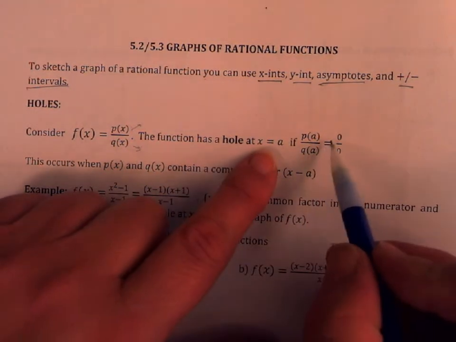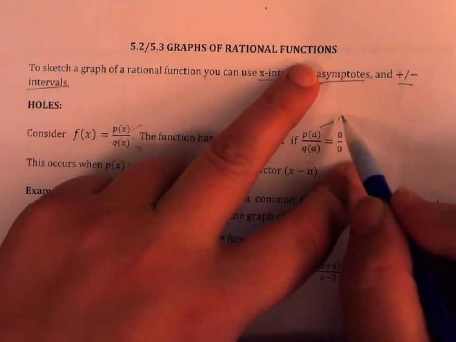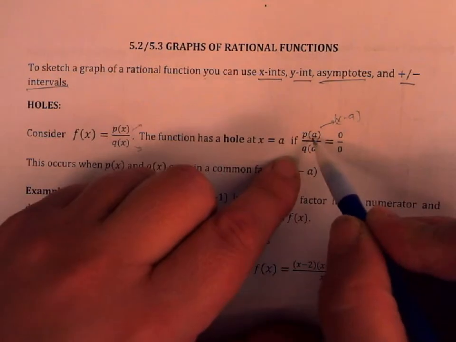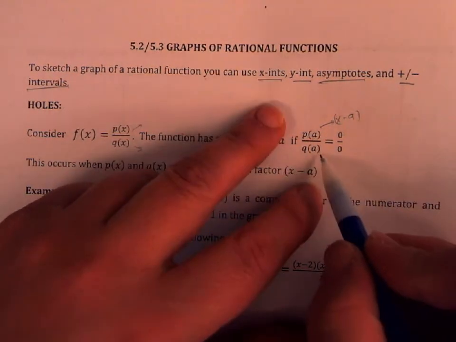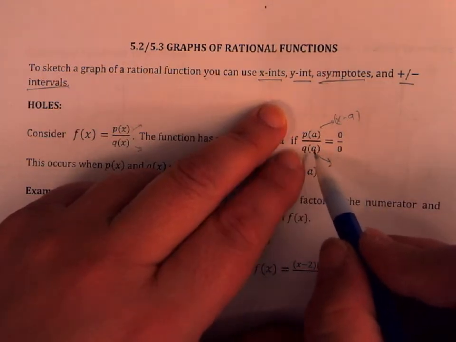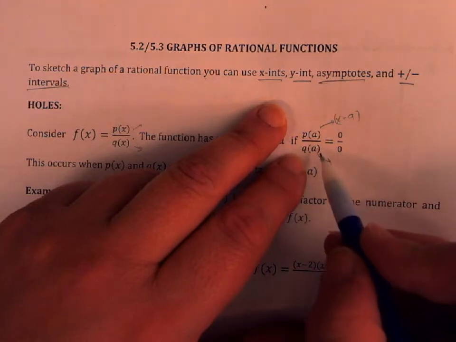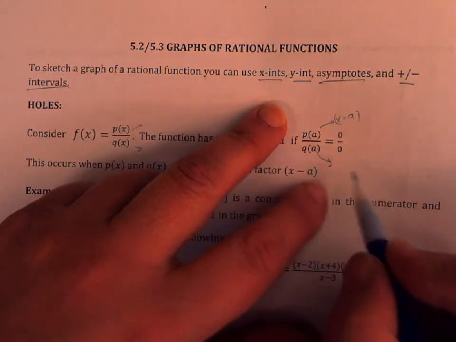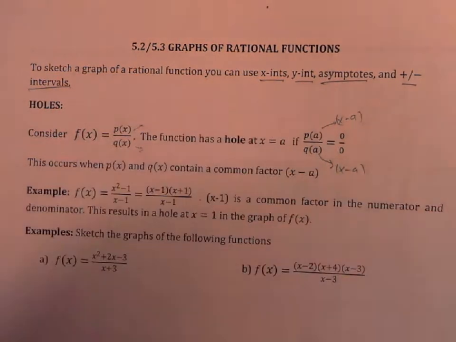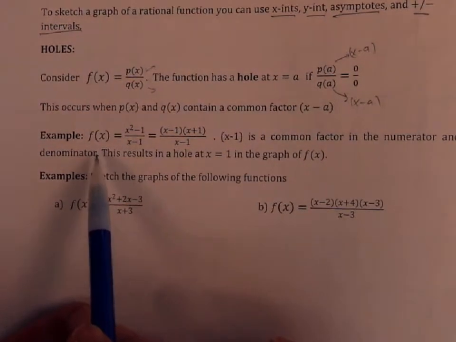Then you have a factor. If p of a is 0, it means that x minus a is a factor of p of x, and if q of a is 0, then x minus a is a factor of q of x. So you have the same factor in the numerator and denominator, and then you have a hole. Let's look at an example; hopefully it will make more sense.